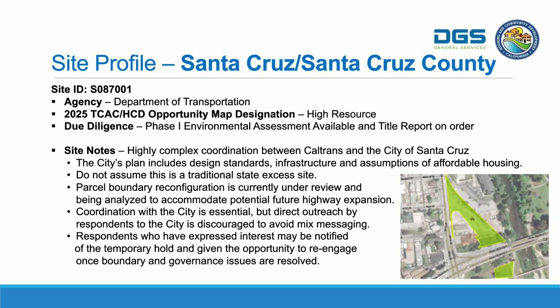You'll be notified of the temporary hold and given the opportunity to re-engage once boundary and governance issues are resolved. So don't fear. We are tracking you, and we will give you an email once we change the color of this site on the map. Again, that's one of our options in the new program framework: we can keep a site on the map, but say it's not yet available at this time, and we'll change the color on the map when we are ready to solicit it.